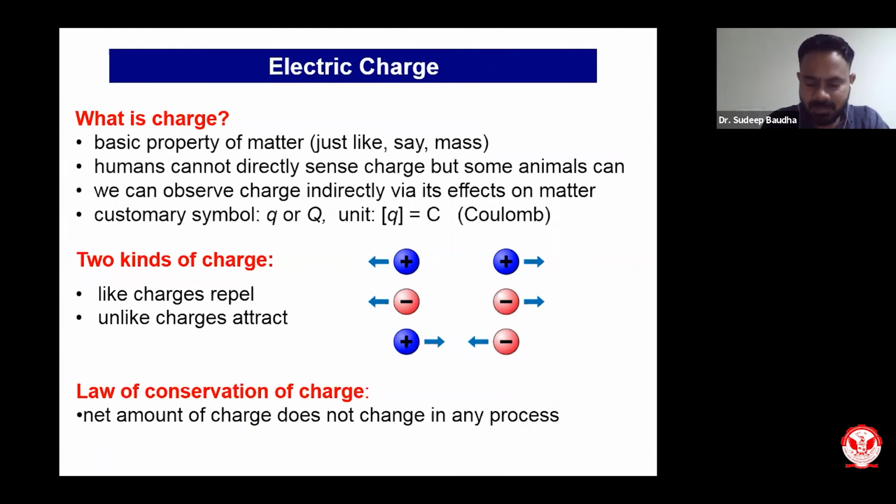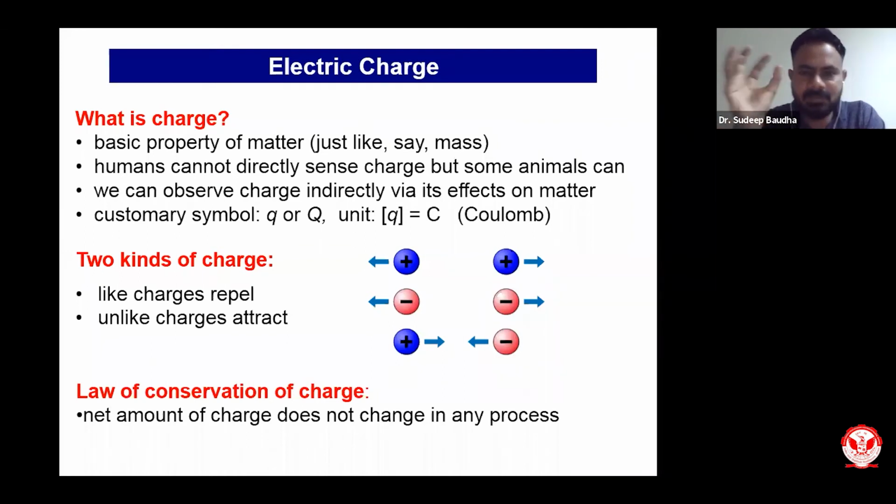There is one fundamental law, the law of conservation of charges, that says the net amount of charge does not change in any process. Please remember this. Whatever the amount of charge in a particular system, and it goes through a particular process, or some work is done, the net amount of charge on that system won't change. And if charge changes, the entire philosophy behind physics will change.